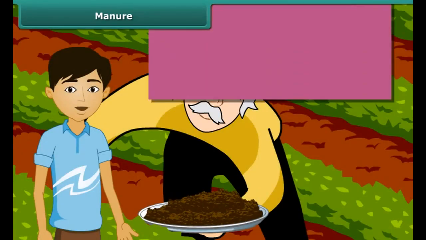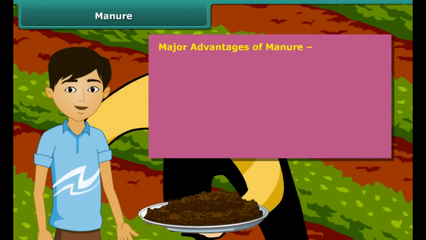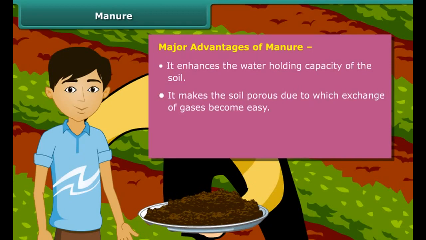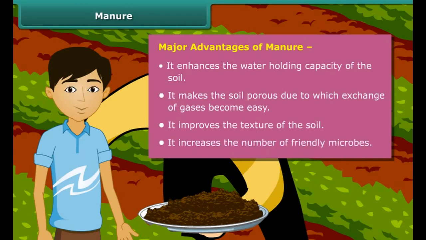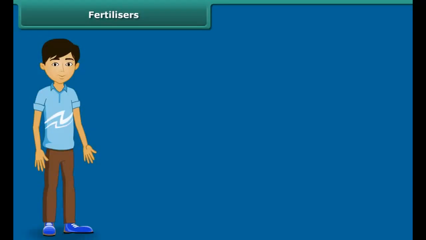Now let us look at some of the major advantages of organic manure. Manure enhances the water-holding capacity of the soil. It makes the soil porous, due to which exchange of gases becomes easy. It improves the texture of the soil. It also increases the number of friendly microbes necessary for a healthy crop. Like manure, fertilizers are also used in replenishing the lost nutrients and minerals in the soil.